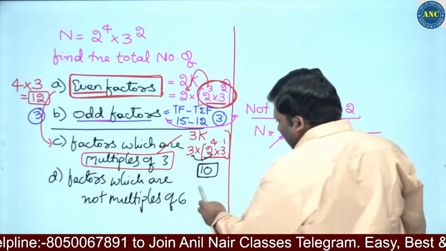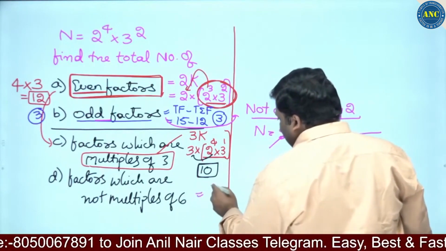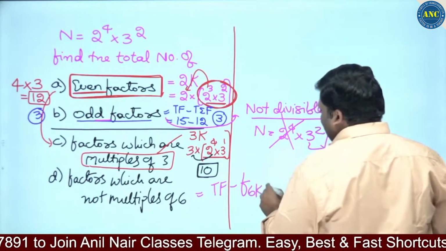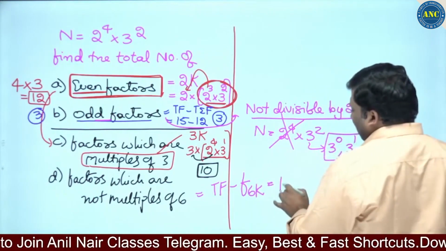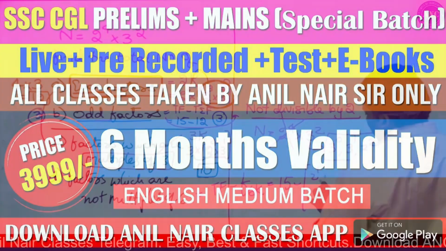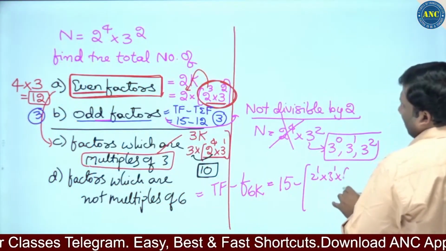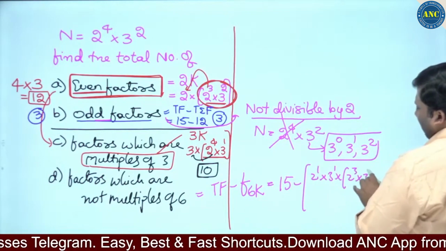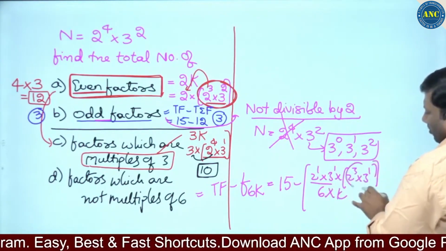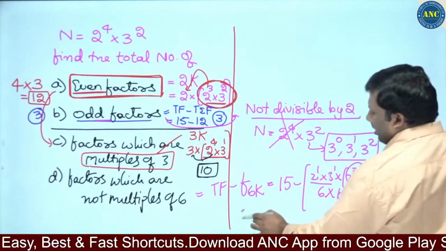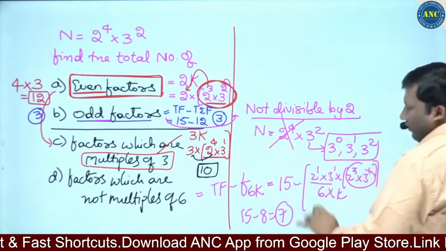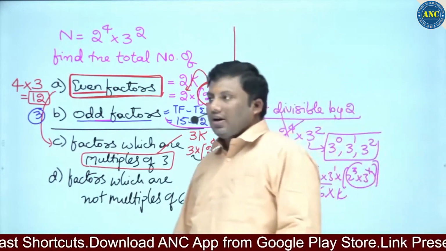Similarly, factors which are not multiples of 6 is total factors minus factors which are multiples of 6. Total factors are 15 minus multiples of 6. 6 is 2 into 3, remaining it will be 2 cube into 3 power 1. It is 6 into something. Are you all with me? So how many are there? 4 into 2, 8. 15 minus 8, it is equivalent to 7.